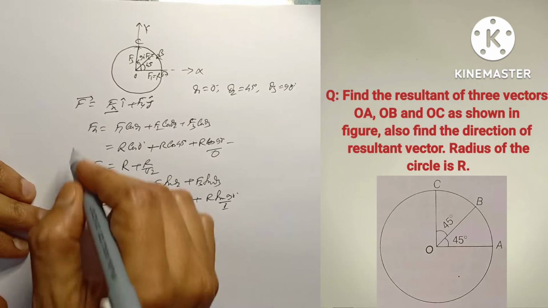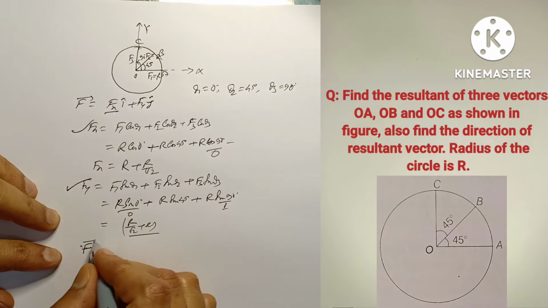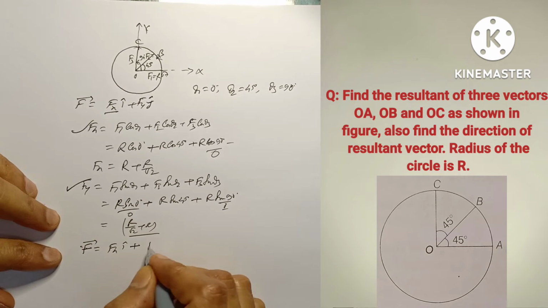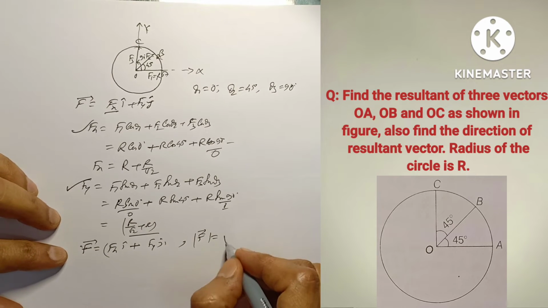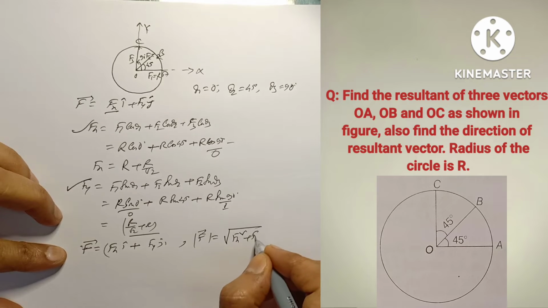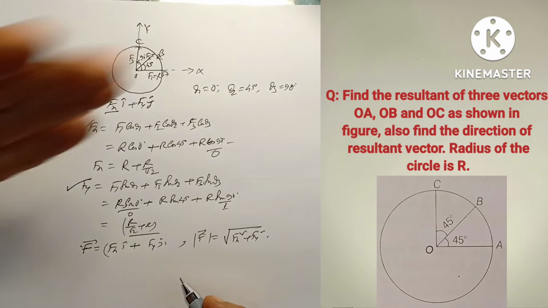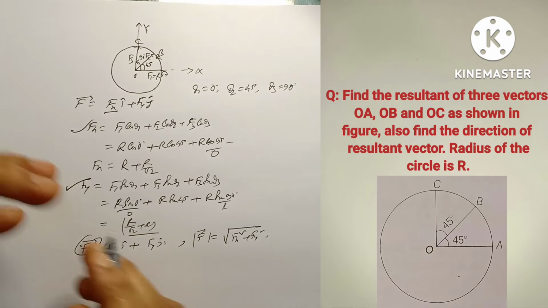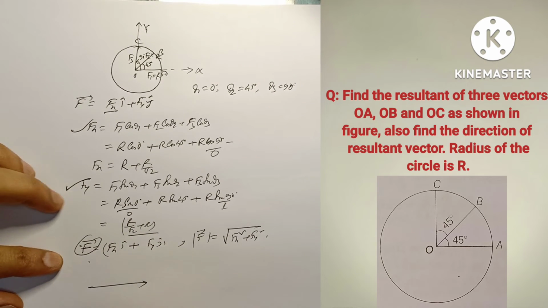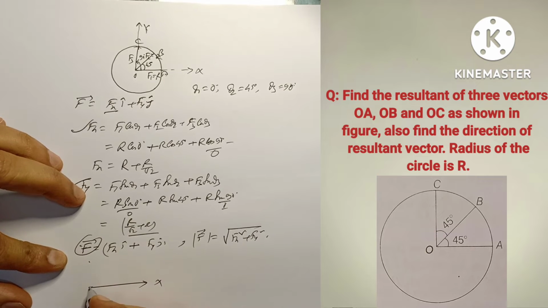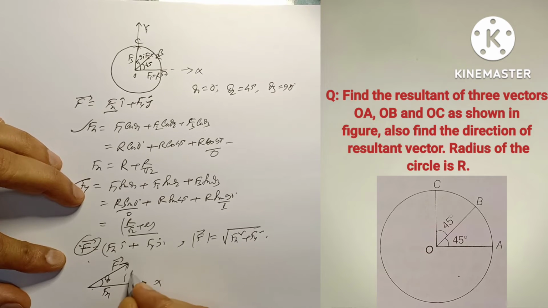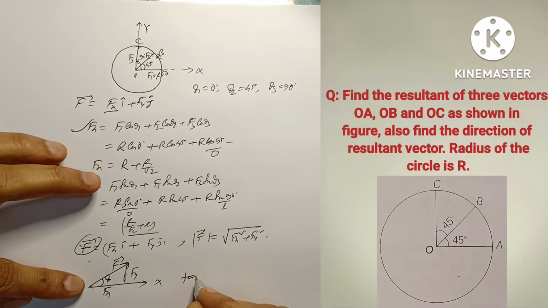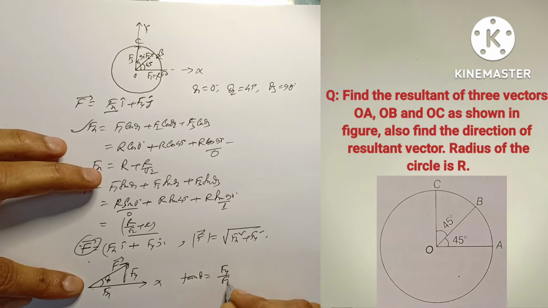So in this way we get fx, fy. So f vector equal to fx i cap plus fy j cap. And also we can calculate the magnitude of f, root fx square plus fy square. Also we can write the angle the f vector makes with the x-axis if there is an additional question. So if the f vector is along this direction which makes an angle theta, so this will be fx and this is fy. So you can write tan theta equal to fy divided by fx.